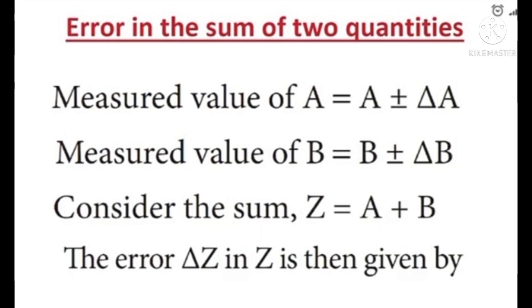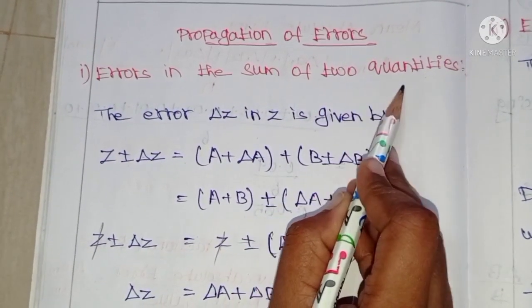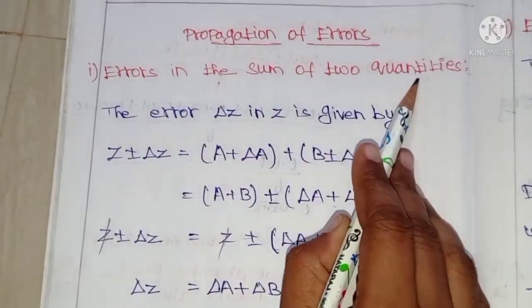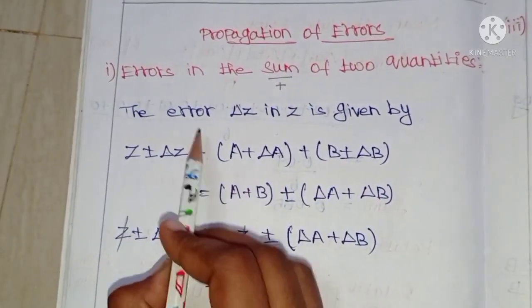Here the measured value of A is A plus delta A, B is B plus delta B, and consider the sum as Z equal to A plus B. Now we are going to discuss the derivation of the errors in the sum of 2 quantities. Here the sum itself denotes that it represents the action of addition.